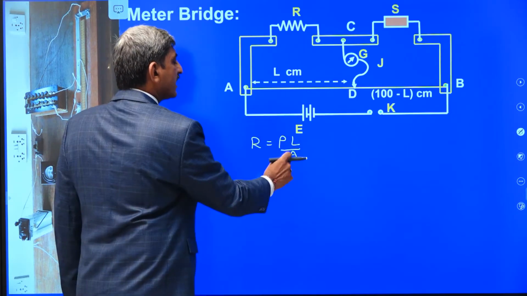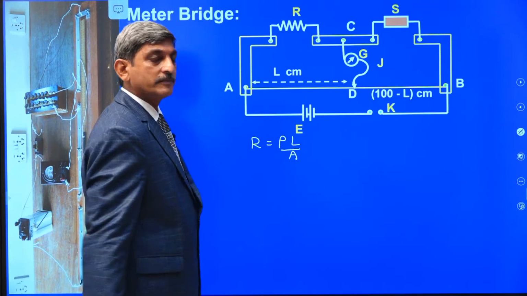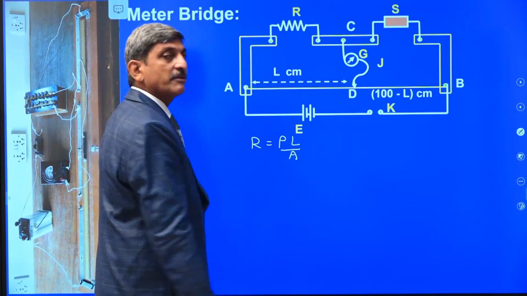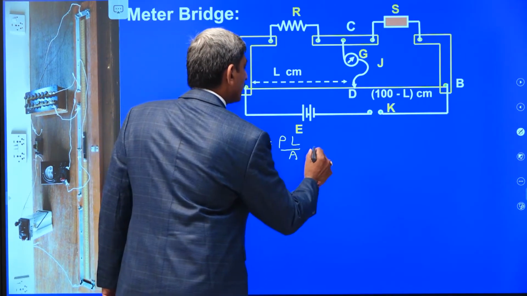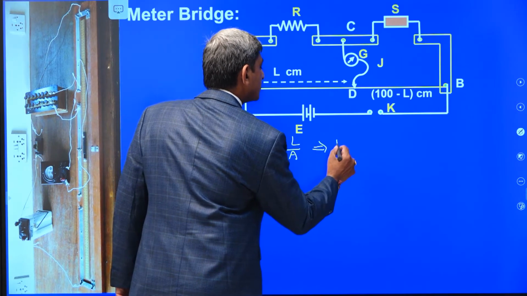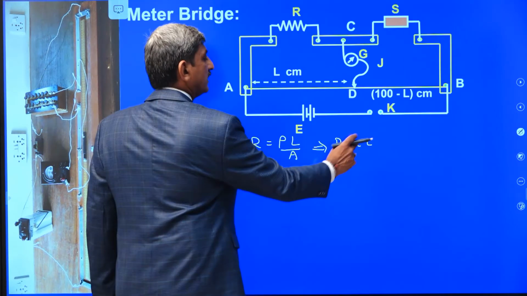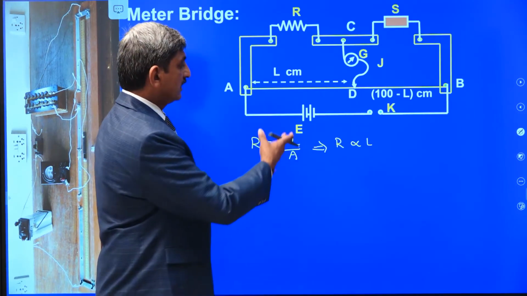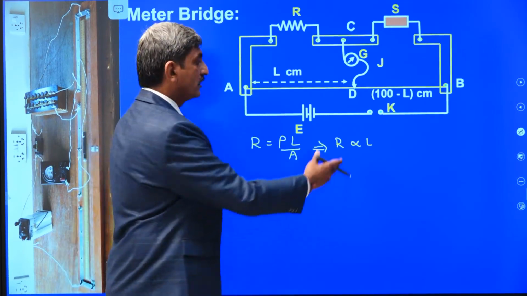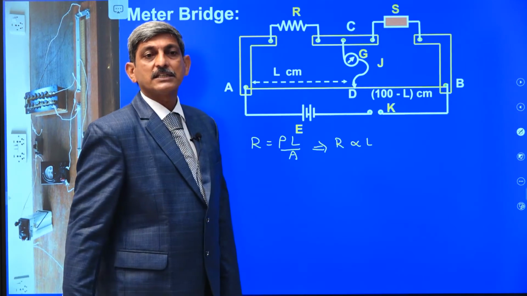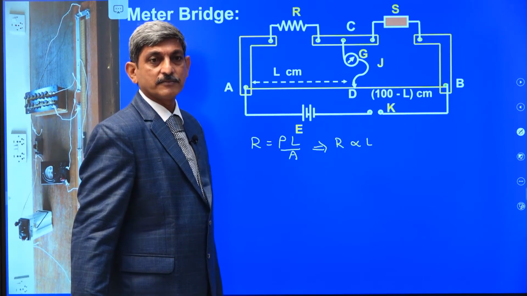For the wire, the area of the cross section A is uniform and the specific resistance of the material is constant, so that we can write it as the resistance of the wire R is proportional to L. If the length of the wire is more, the resistance of the wire is also more. If the length of the wire is less, the resistance of the wire is also less.